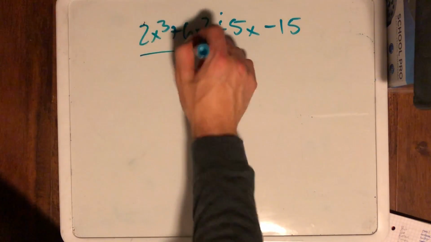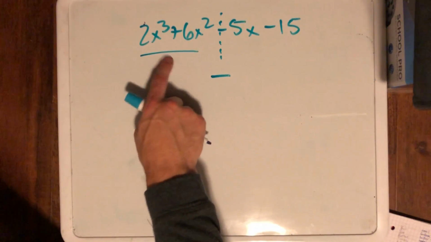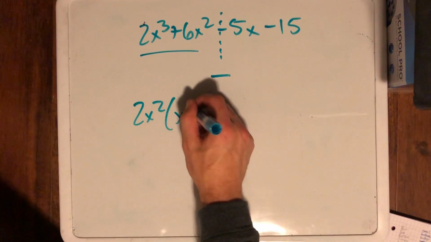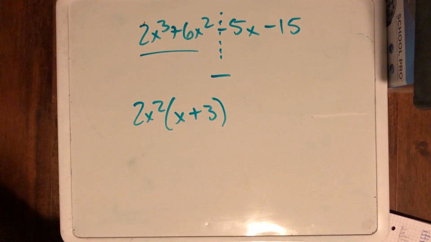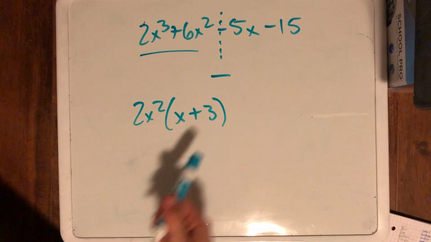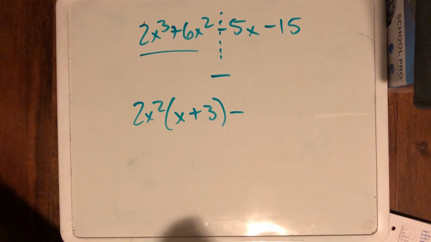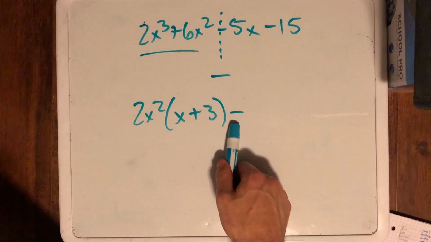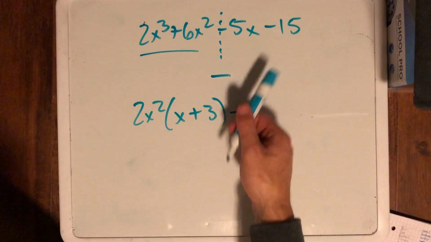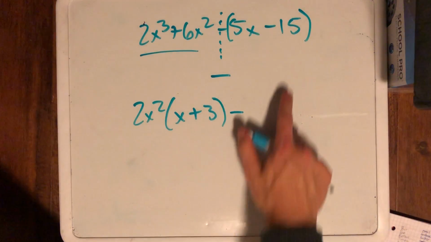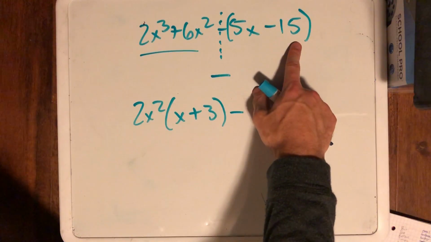But for now, this first part, we're just looking for something to pull out of our 2x cubed and our 6x squared, which I know can be 2x squared, which leaves us with x plus 3. So now, this negative can come right here. But the thing that's important to know about this is that when this negative comes right here, we need to flip the signs of our second and third term. Or our third and fourth term, excuse me.